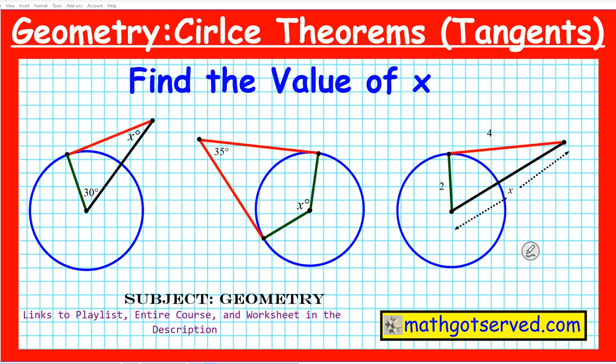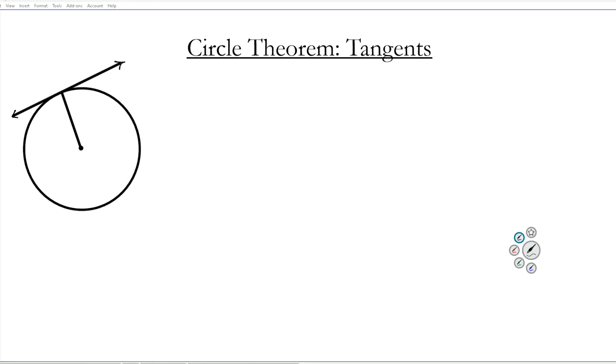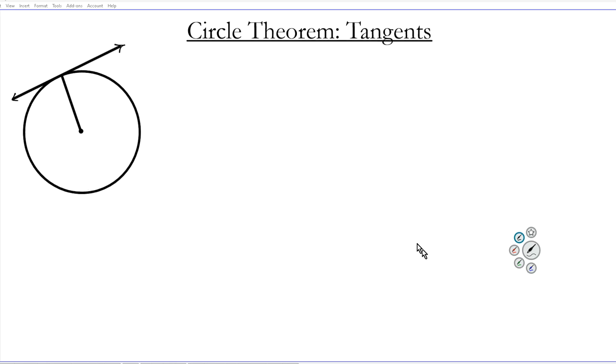In this clip, we're going to be taking a look at circle theorems. We're going to be focusing our attention on tangents to a circle. To get us started, we're going to be taking a look at the definition of a tangent line. So what are tangents to circles, to be specific? Let's go ahead and take a look at the definition.